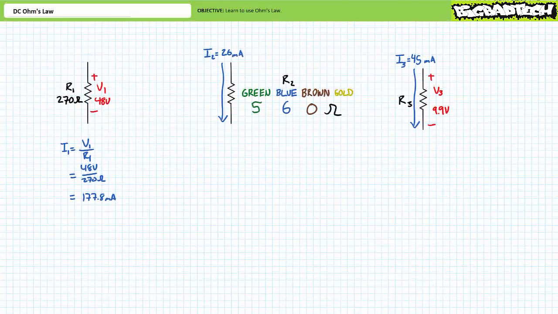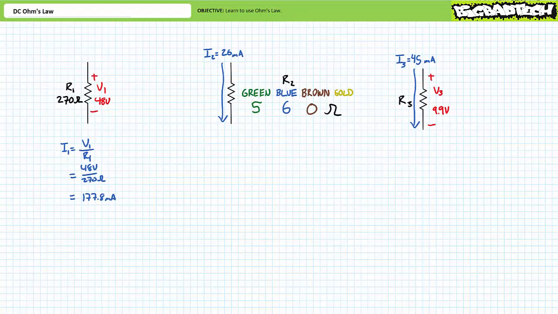Our next problem features a resistor with a color code of green, blue, brown, gold, experiencing 26 milliamps of current traveling top to bottom. We're being asked to solve for the voltage drop across it. A color code of green, blue, brown means 5, 6 with 1, 0, or 560 ohms. Voltage is current times resistance. An application of Ohm's Law demonstrates 26 milliamperes times 560 ohms demonstrates this resistor must be experiencing a 14.6 volt drop. Given the direction of conventional current travel, the voltage drop polarity would be oriented positive to negative, top to bottom.